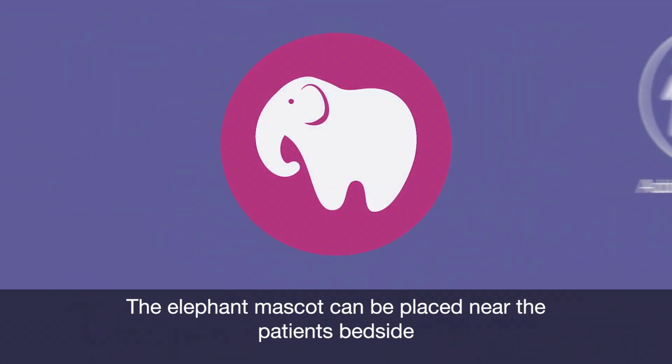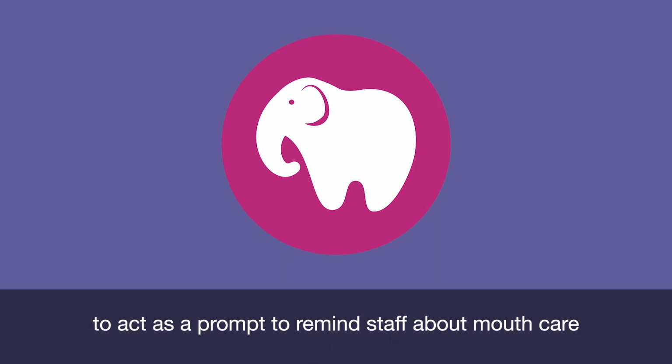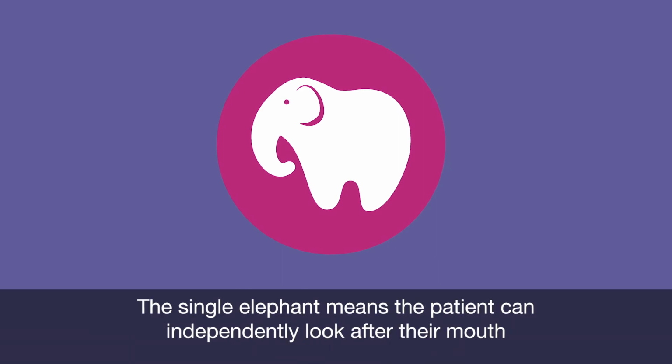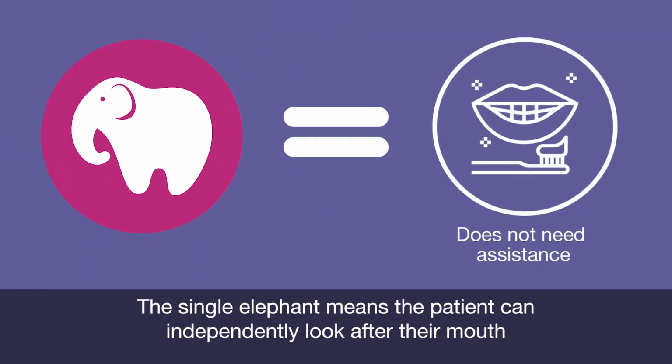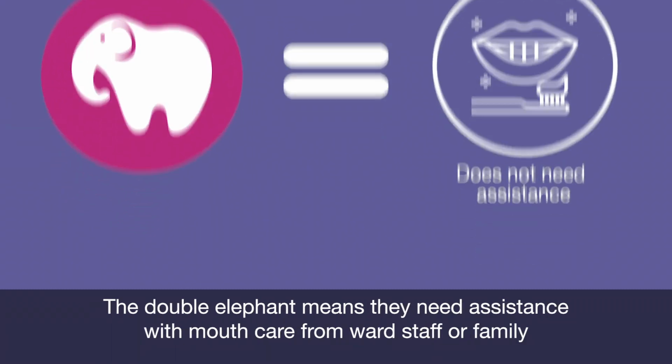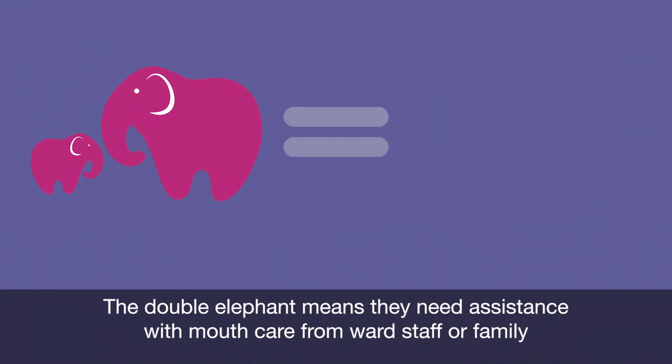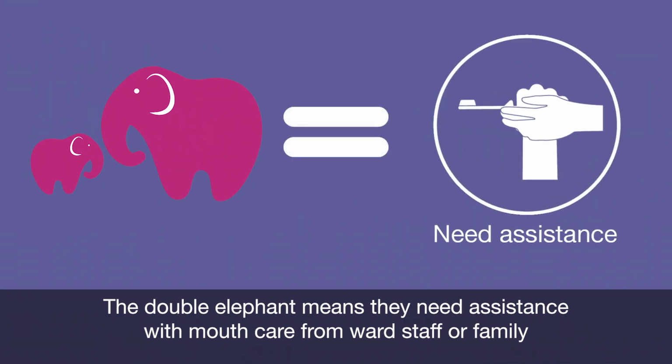The elephant mascot can be placed near the patient's bedside to act as a prompt to remind staff about mouth care. The single elephant means the patient can independently look after their mouth. The double elephant means they need assistance with mouth care from ward staff or family.